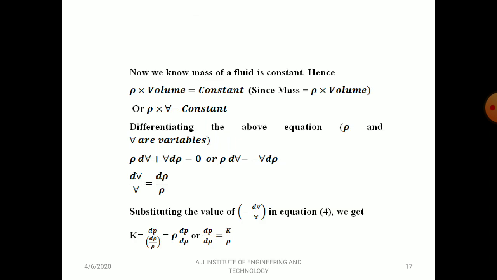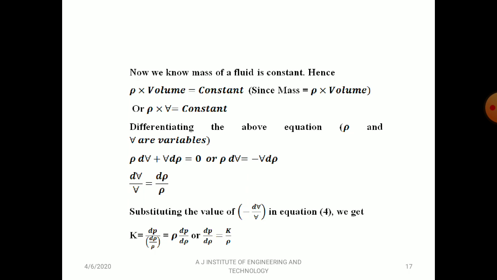Now we know the mass of the fluid is constant. This is not mass per second, mass per second is rho av. Here it is just mass, that is in kg. So from density equal to mass by volume, mass equal to density into volume. So that is equal to constant. Since mass equal to rho into volume, rho v equal to constant, because volume is represented by v.